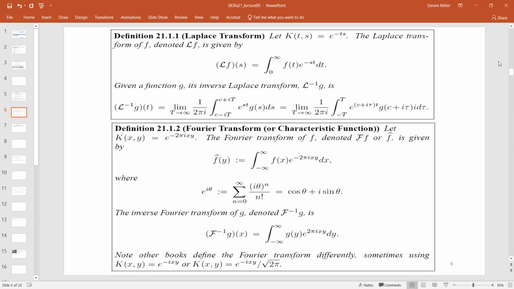Do you think the Fourier transform and the Laplace transform are related, or did I just need stuff to fill up the slide?